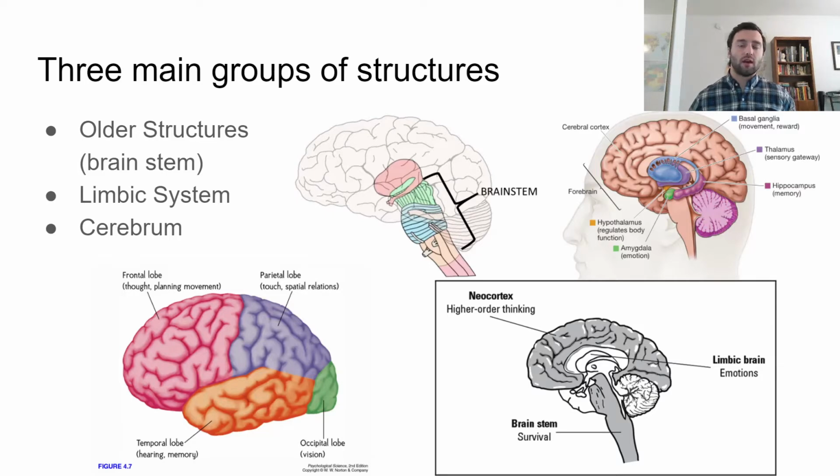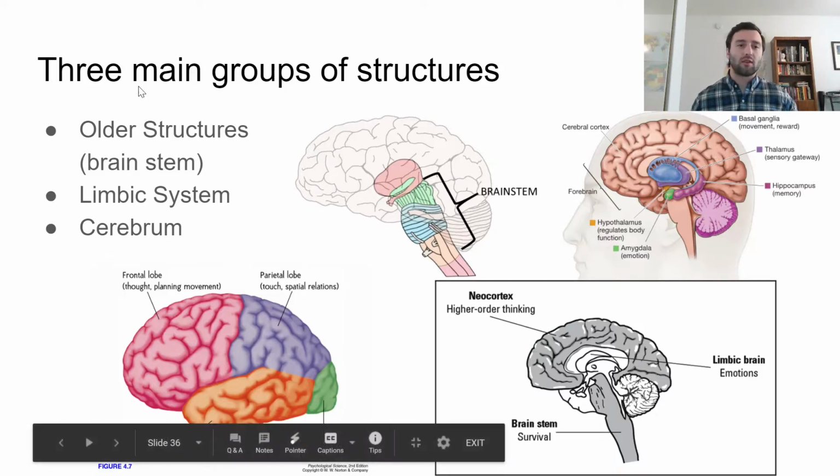We could go from back to front or front to back or bottom to top, but I usually tend to go from the inside outwards. The reason I do that is because, one, it's a little bit easier to remember where everything is, but it also groups our different sections evolutionarily speaking, like the oldest to the newest, right?